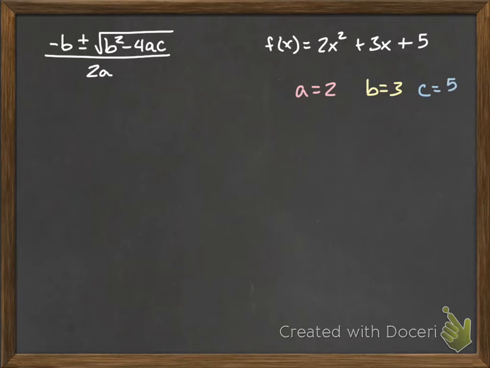So those are the three numbers that we're going to plug into our formula. So the first thing we want to do is negative b over 2a. So our b was a 3, so we're going to go, okay, negative b over 2a. So that gives us negative 3 over 2 times 2. So that's negative 3 over 4.